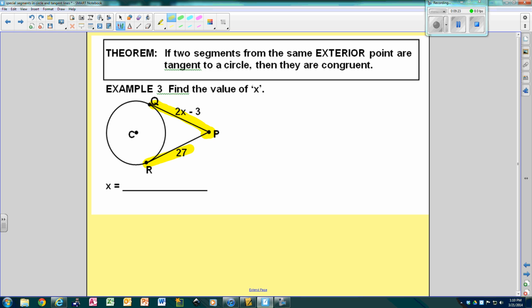Another rule is when you have two tangents coming from the same outside point, so this tangent line and this tangent line, then they're just flat out equal to each other. So this piece is equal to this piece. It's kind of like a party hat. So 2x minus 3 is equal to 27. Solve it. So add 3. These are always super easy. 2x equals 30. So x is 15. So this piece is 15.